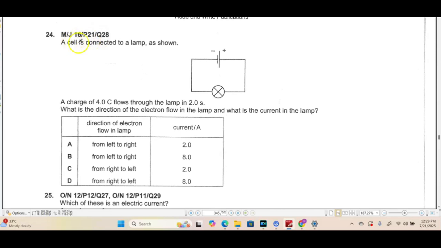Question number 24. A cell is connected to a lamp as shown. A charge of 4 coulomb flows through the lamp in 2 seconds. What is the direction of electron flow in the lamp, and what is the current in the lamp? To find out the current, use this formula, put in the values. The 2 amperes is the current. And they've asked us for the direction of electron flow, so it moves from the left side to the right side. So A is our correct option.